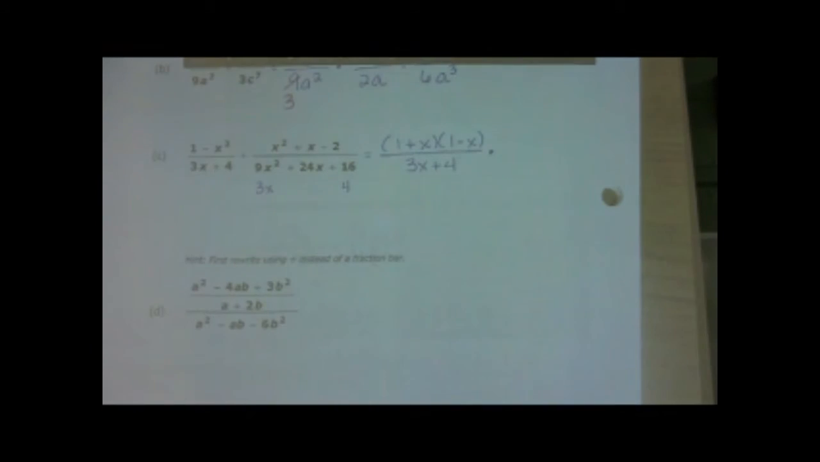I'm going to change this to multiply, and I'm going to flip this upside down. And I'm going to factor while I'm doing that. So I have to factor this, but I noticed something here. This is 3x times itself. This is 4 times itself. And the middle is 3x times 4 times 2. So I know this is 3x plus 4 quantity squared. And that was on the bottom, so it's moving to the top.